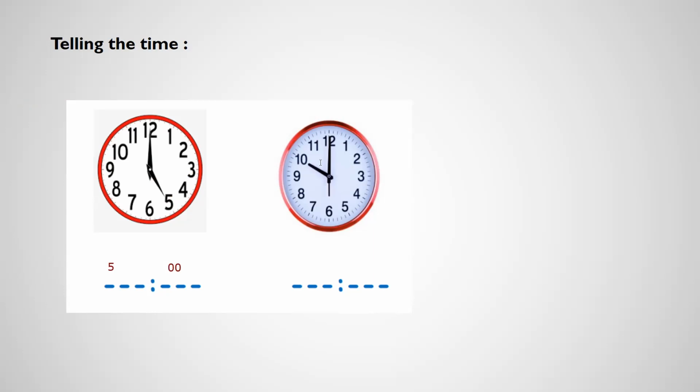Another one here, where is the shorthand? Can you see it? Yes, the shorthand stops on 10. So we are going to write here 10. So it's 10 o'clock or put 10 and on the other side put 2 zeros.